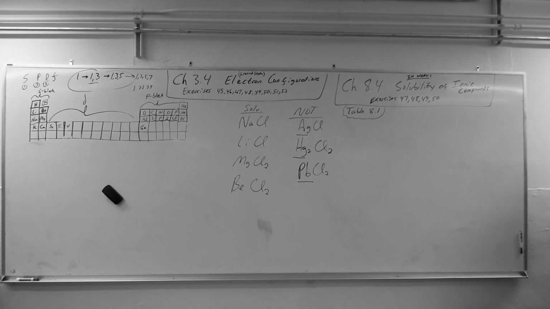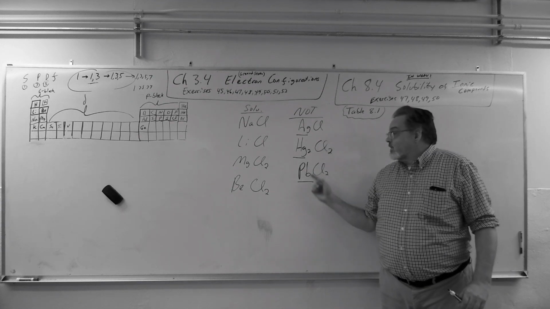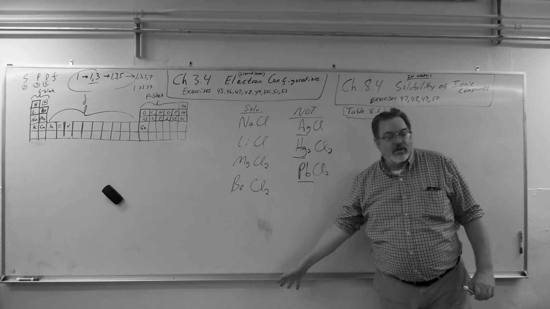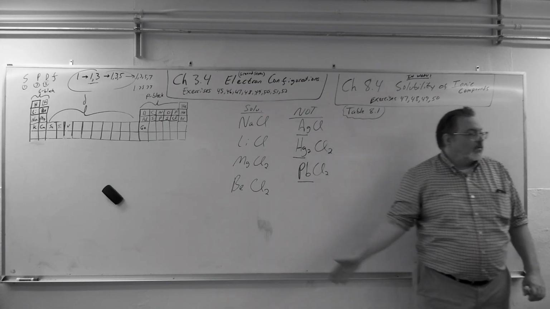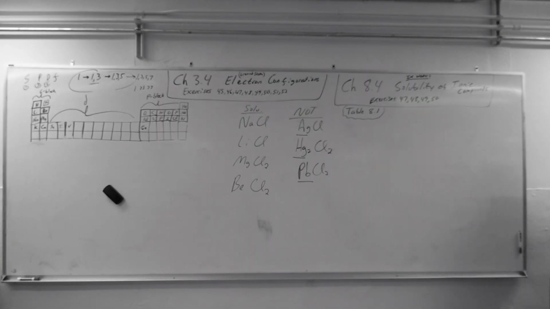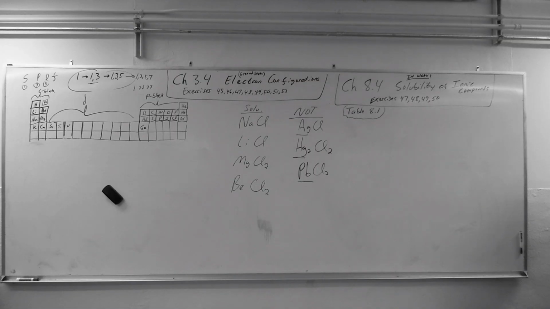You guys follow that? Those of you who haven't looked at the screen, these are the ones that are not soluble. Anything else with chlorine is soluble, and same with bromine and iodine in that chart. So that's how you use the top part. The bottom part says these are not soluble.